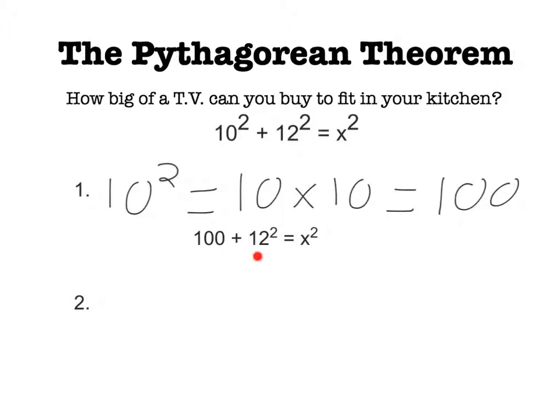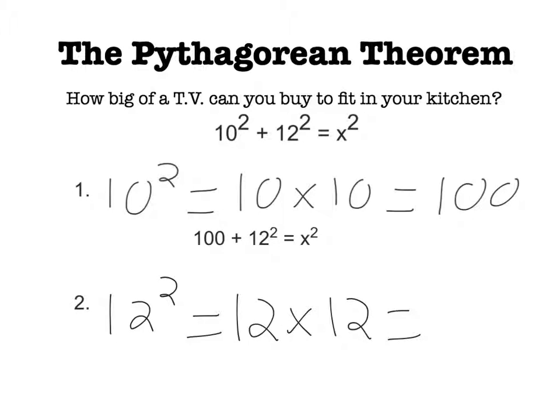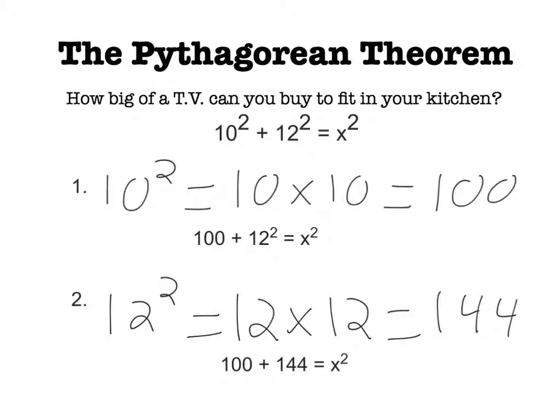And now the next step is to look at 12 squared. So 12 squared is equal to 12 times 12, which equals 144. So now our new equation is going to be 100 plus 144 from here equals x squared.